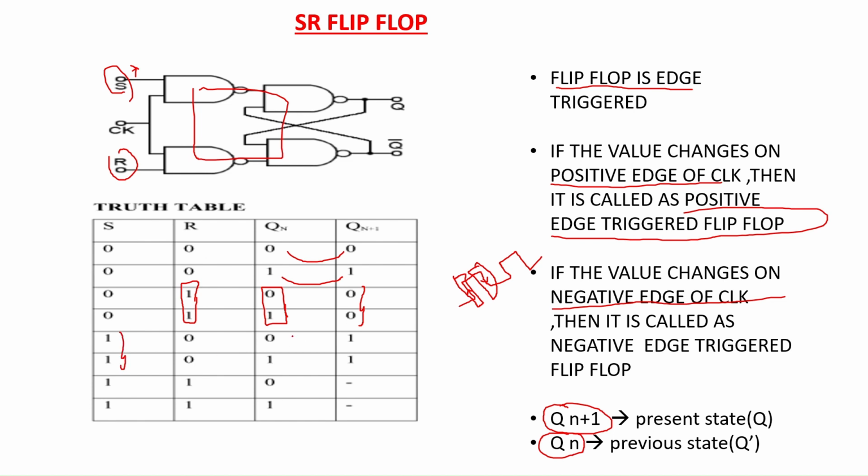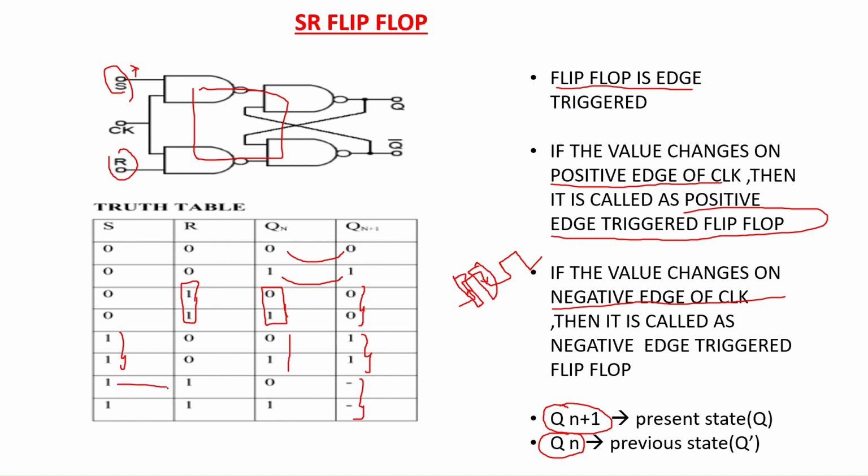irrespective of the previous state, the present state will be equal to 1. When both the S and R values are equal to 1, the output will be undefined.